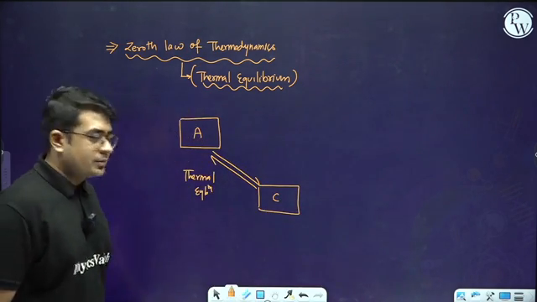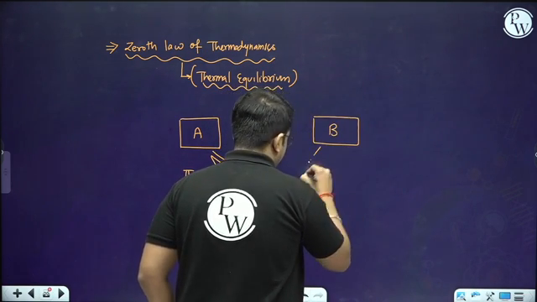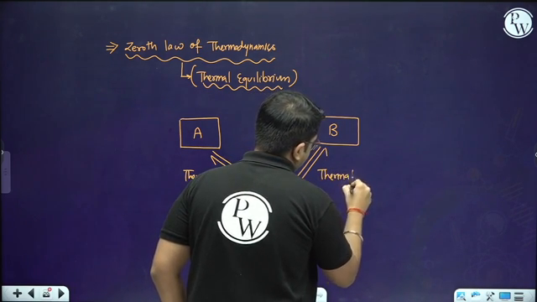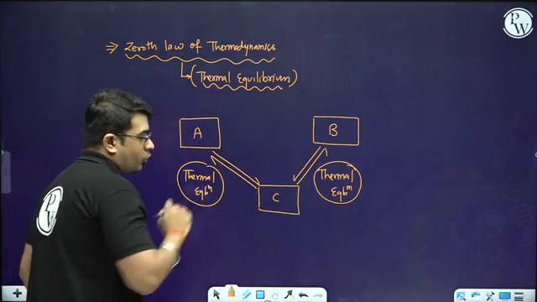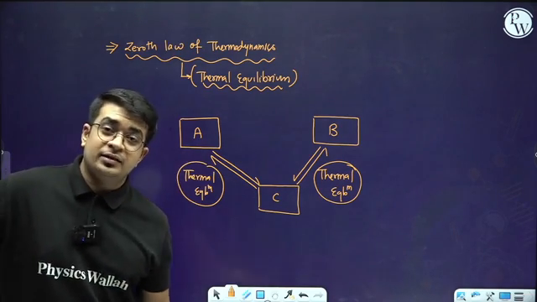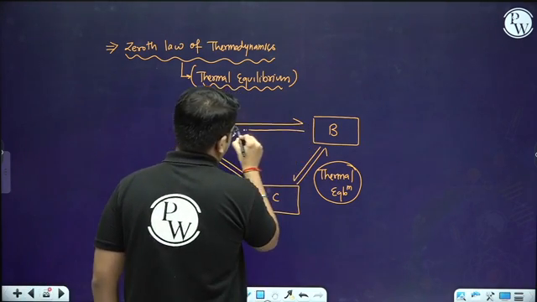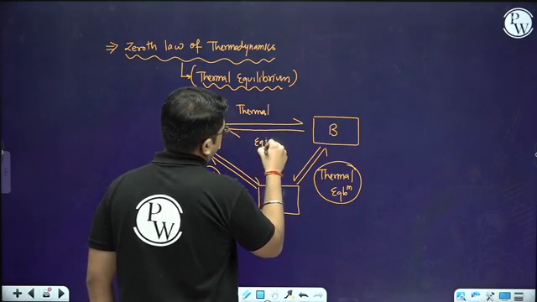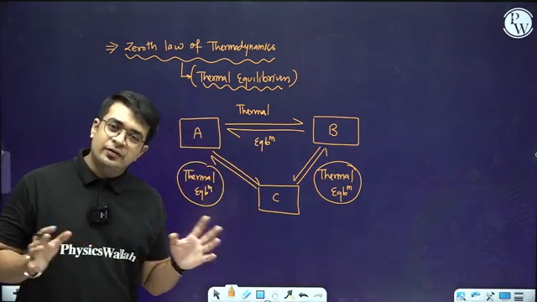Let's say there is another body, which is B, and this B is also in thermal equilibrium with this same body C. So if two bodies, A and B, are in thermal equilibrium with a third body, C, then definitely they are in thermal equilibrium with each other. That's the only thing. If they are in thermal equilibrium with the third body, definitely they are in thermal equilibrium with each other also.